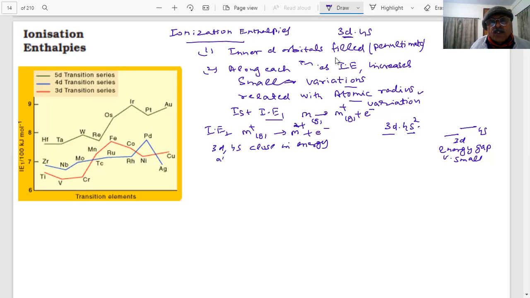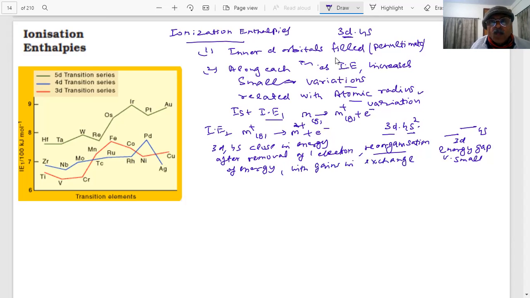And after removal of one electron, what happens? The term I am using is reorganization of energy takes place. Reorganization is a word, students. Reorganization of energy takes place, accompanied with some gains in exchange energy.